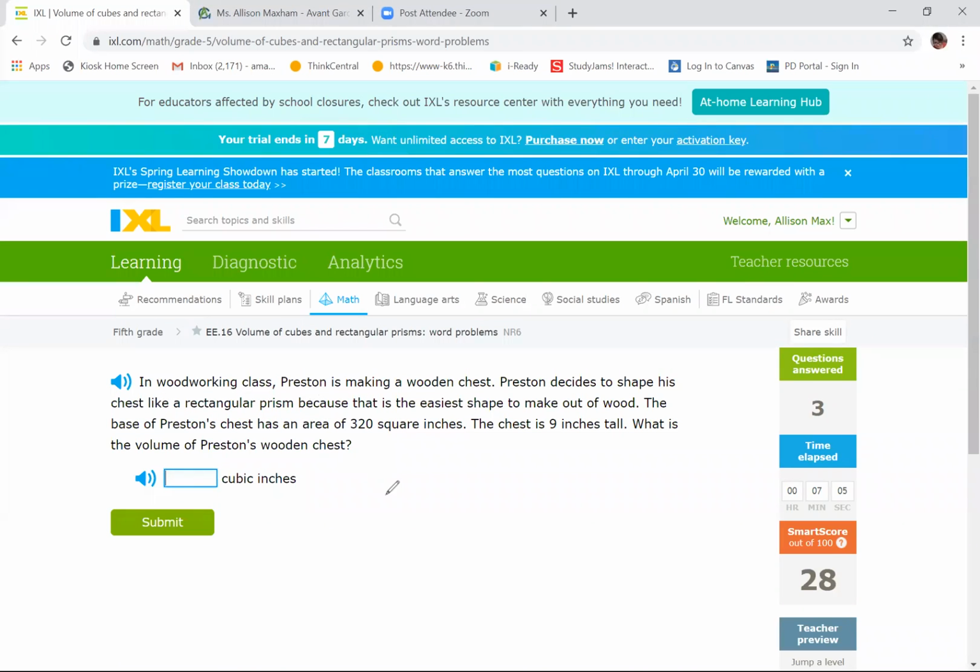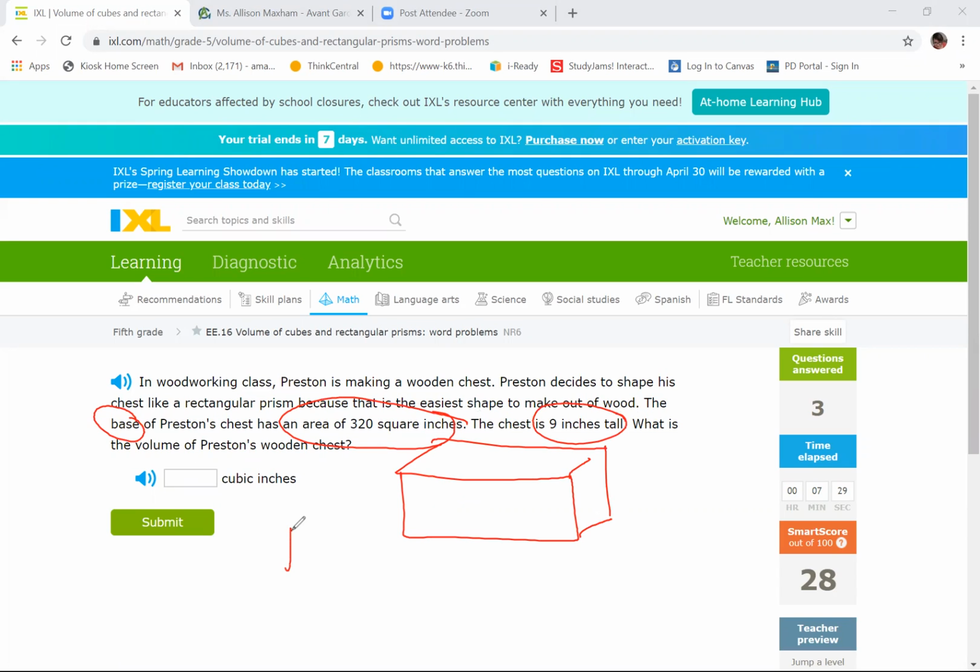In woodworking class, Preston's making a wooden chest, and he decides to shape it like a rectangular prism because that is the easiest shape to make out of wood. The base of Preston's chest is an area of 320 square inches, and the chest is 9 inches tall. So what's the volume? Well, we simply do base times height, don't we? We do 320 times 9.